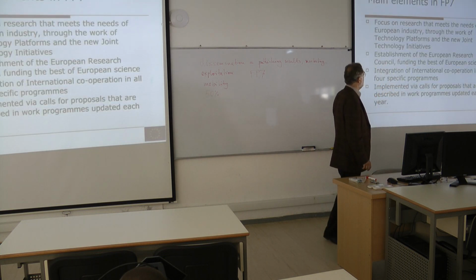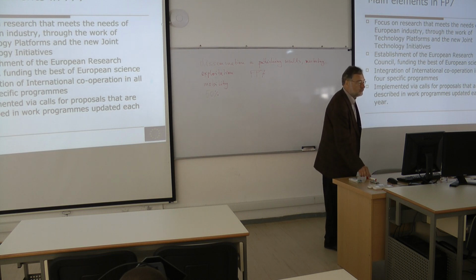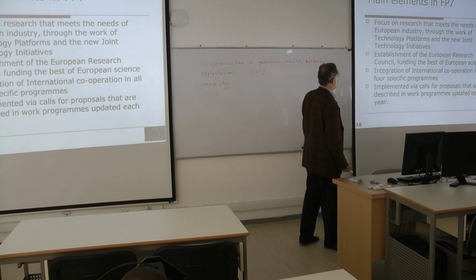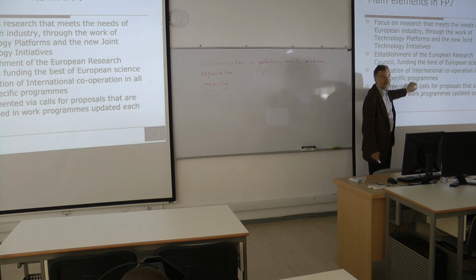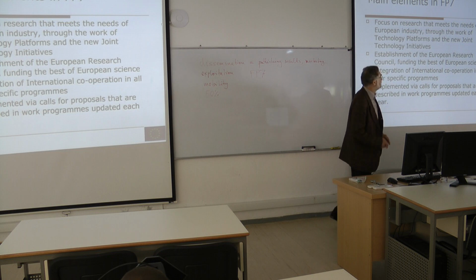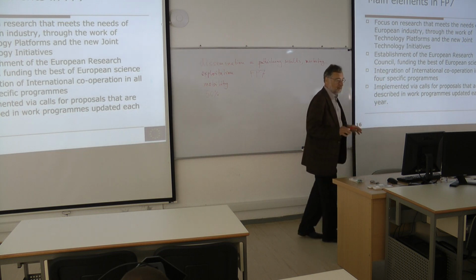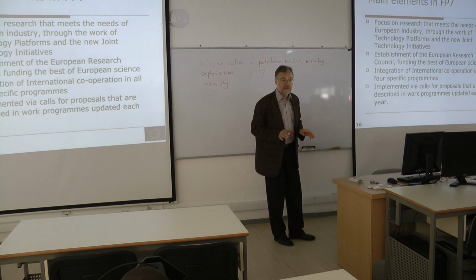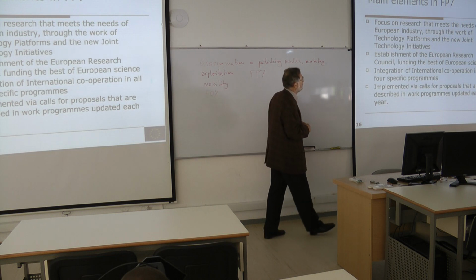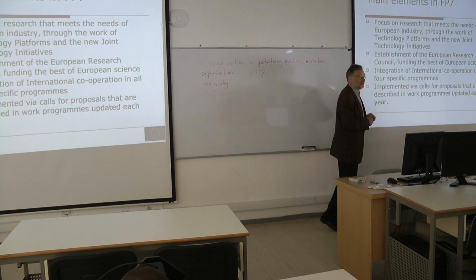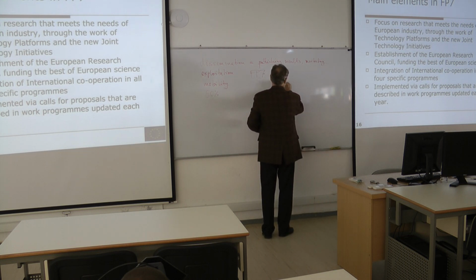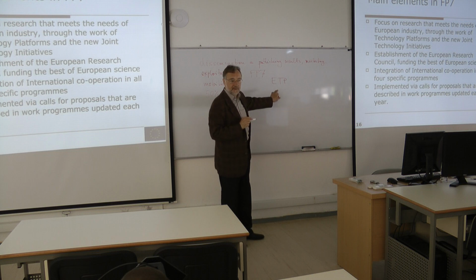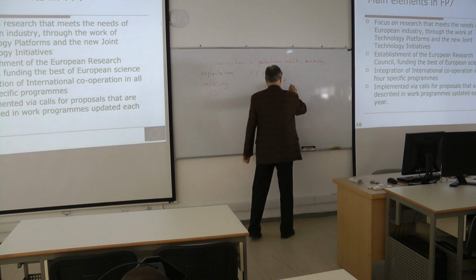What are the main elements? And here we have some keywords in this slide. One keyword is industry. You have seen this before, competitiveness of industry. And there is one particular important point, which is called technology platform. Abbreviated, and in European Commission context, everybody speaks about ETP.